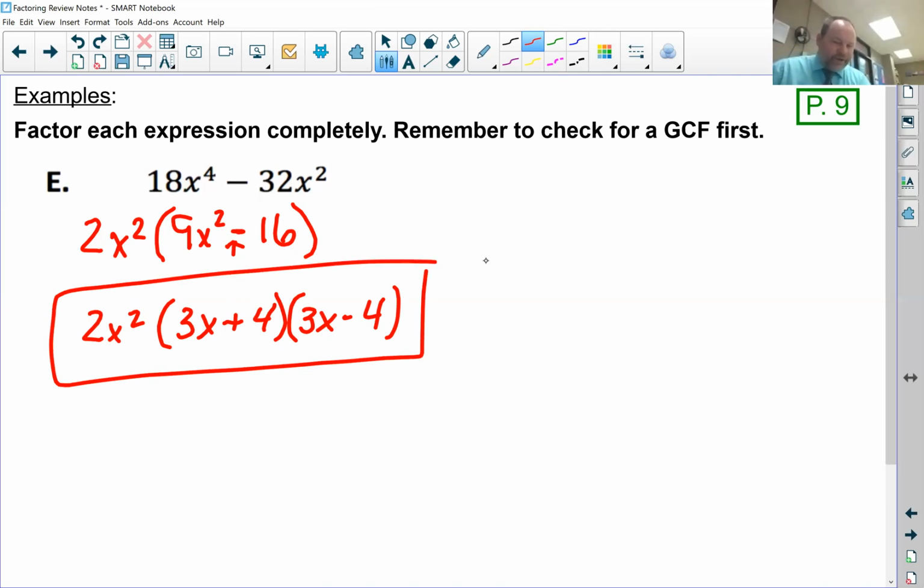Square root of 9 is 3. The x squared would give us an x. Square root of 16 is 4.